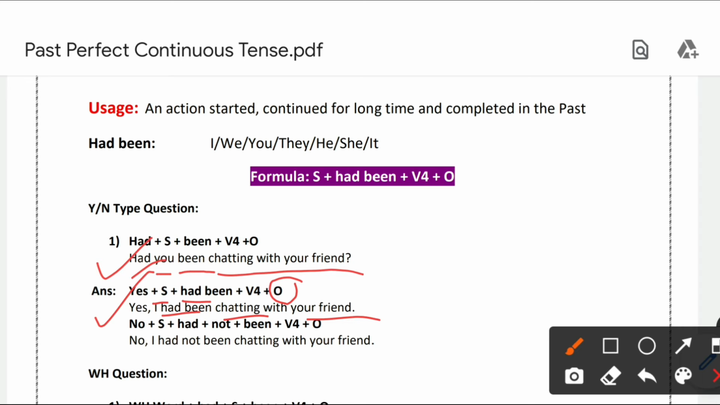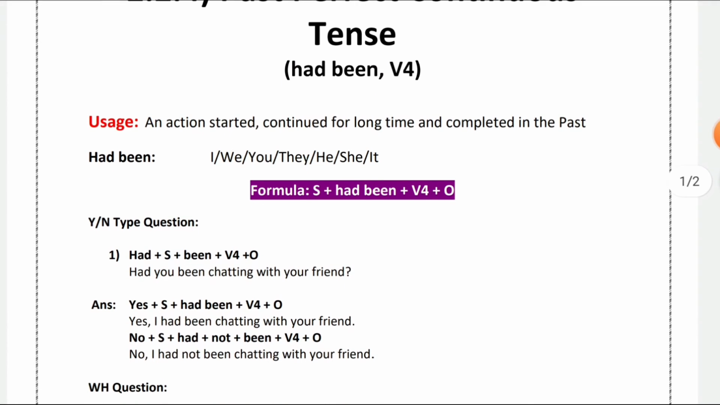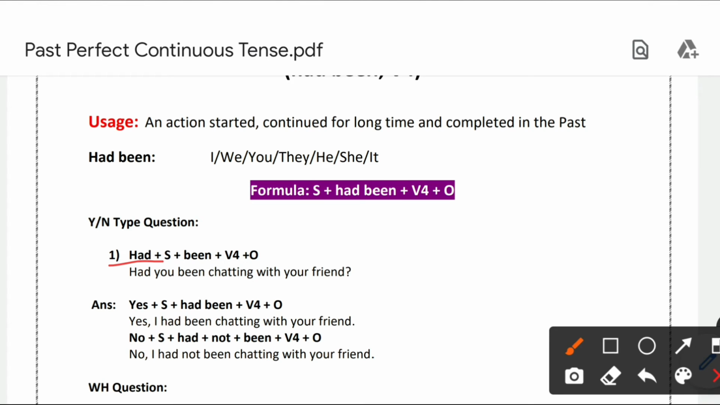So always remember, whenever you start your yes no type question in a tense, then you have to start it with the helping verb of that tense. Here, the helping verb is had been. Whenever there are two helping verbs, one after the other, for just one tense, then we have to use its first word in the first place while asking a yes no type question. So had and then the subject should be there.